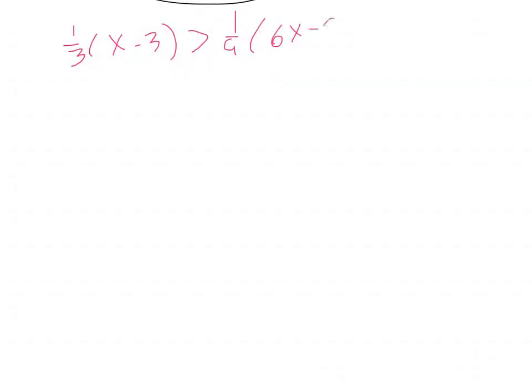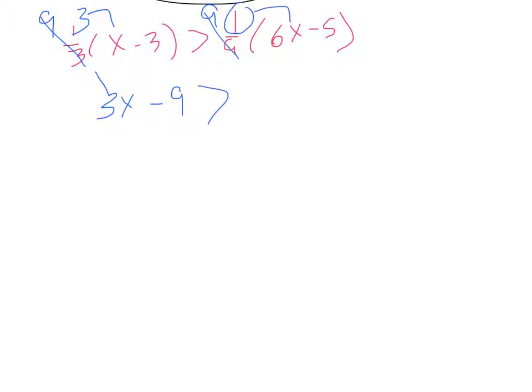Looking at the next one, where we have 1/3 (x minus 3) is greater than 1/9 (6x minus 5). So I'm going to clear the fractions, that is, get rid of the fractions, multiply both sides by 9. So if we do that, 3 goes into 9 3 times. So we still need to distribute this 3 in here. So I'll say 3 times x is 3x, and 3 times negative 3 is minus 9. Here the 9's cancel, giving us the 1, so the 1 distributes in here, 6x, and the minus 5.